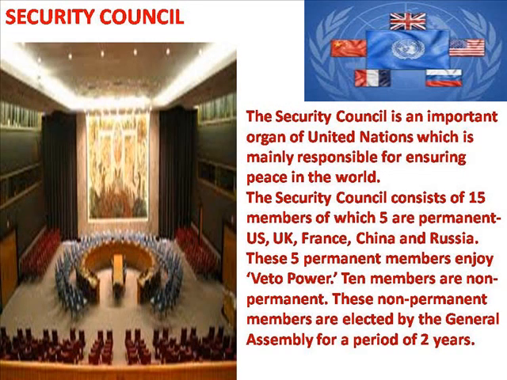Next is Security Council. The Security Council is an important organ of United Nations, which is mainly responsible for ensuring peace in the world. The Security Council consists of 15 members, of which 5 are permanent: US, UK, France, China and Russia. These 5 permanent members enjoy veto power. 10 members are non-permanent. These non-permanent members are elected by the General Assembly for a period of 2 years.